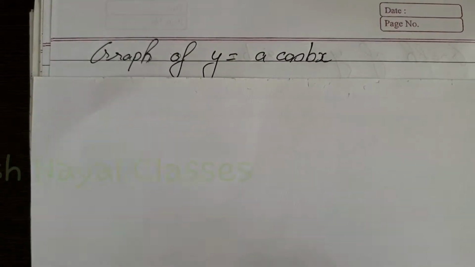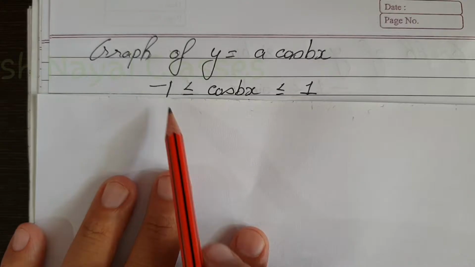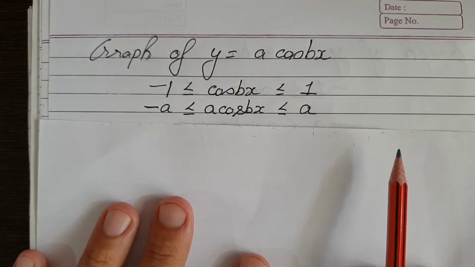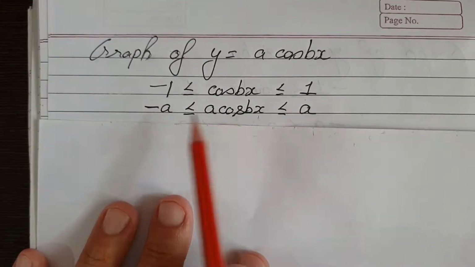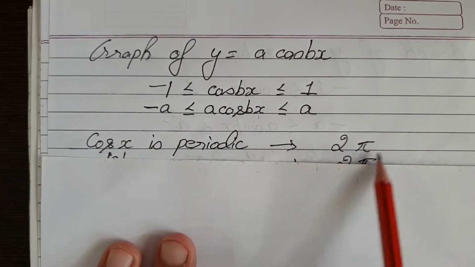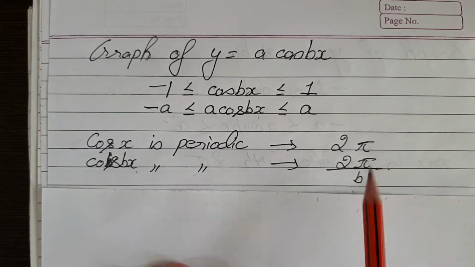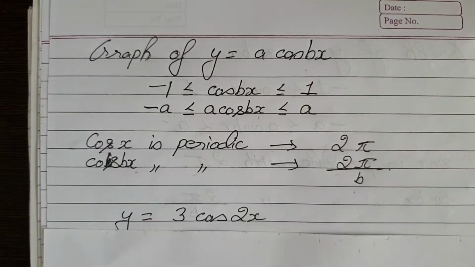Now for the graph of y equals a cos bx. The same story: cos bx, the range of cos also lies from minus 1 to 1. So if you do a times cos bx, the range is minus a to a. Similarly, we know that cos x is periodic in 2 pi, so cos of bx will be periodic in 2 pi by b, 2 pi divided by this number b.